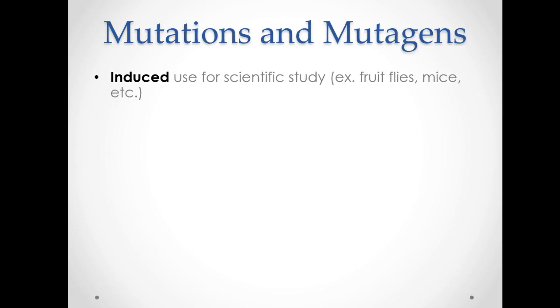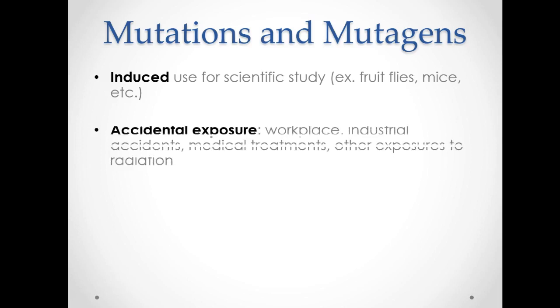So again, we have these spontaneous mutations occur, and then there are actual instances when you're exposed to mutagens that make your DNA susceptible to those mutations. One is induced. So this would only be for scientific study. It's not really done in humans. We do this with fruit flies and mice and things. We want to see what the effects are of certain chemicals and substances on cells and disease and things like that. So we could do it intentionally for a purpose.